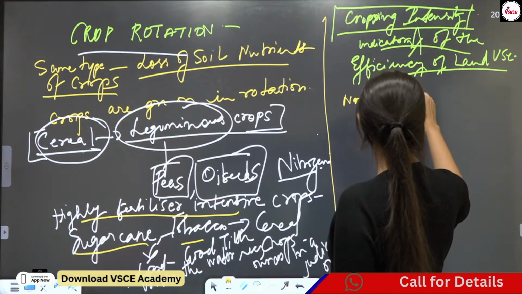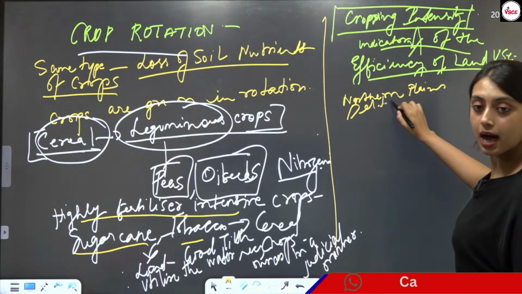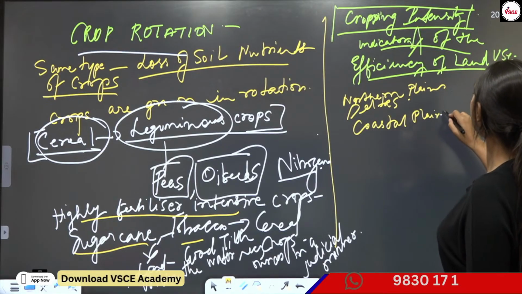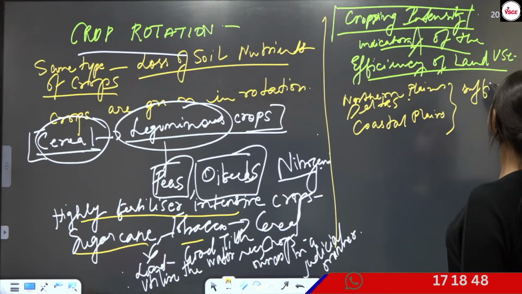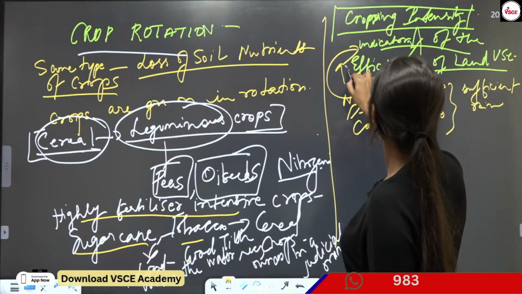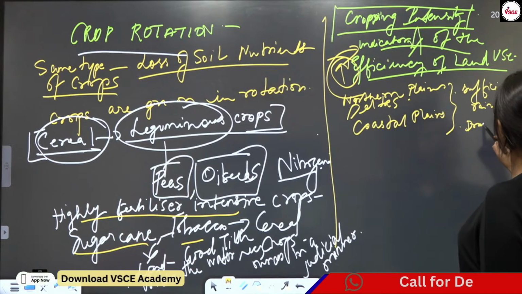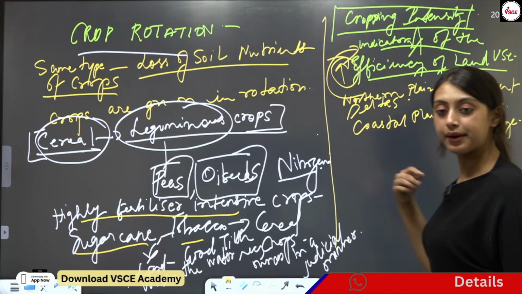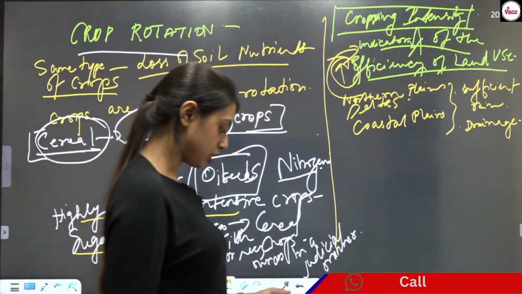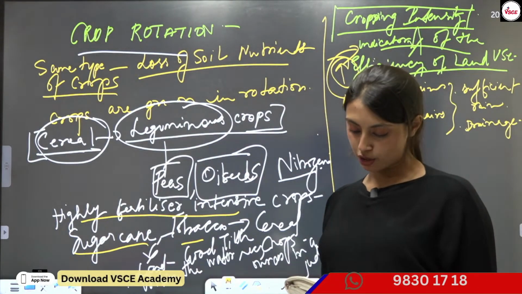Northern plains, yes, the deltas, the coastal plains. Okay, why? Because of sufficient rain and proper drainage of the water, their cropping intensity is high. So higher the extent of the area sown more than once, higher will be the intensity of cropping.